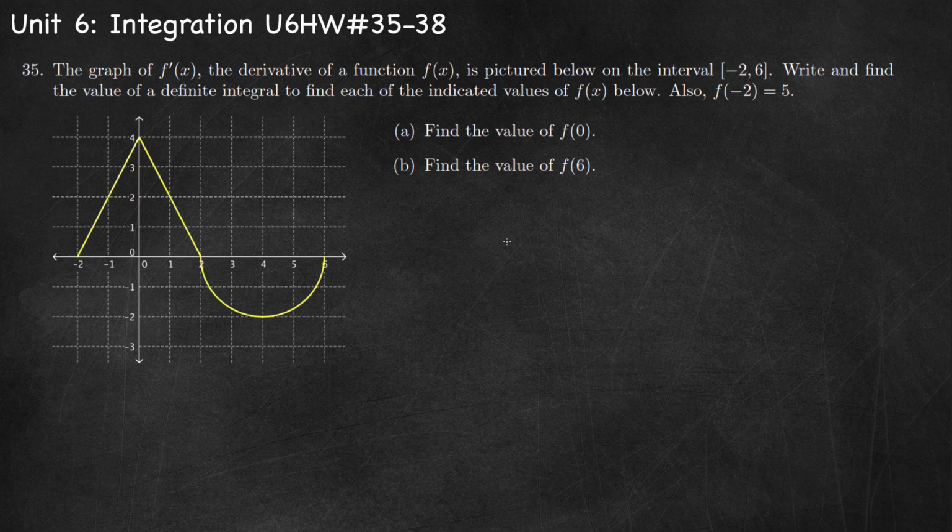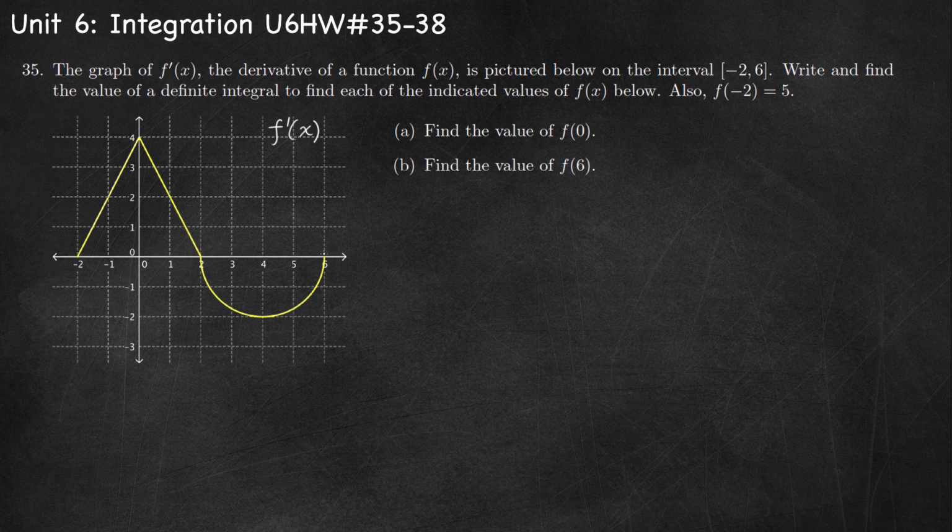Hello, in this video we'll be working through Unit 6 homework problems 35 through 38. Number 35 gives us the graph of f prime of x. So this is the graph of f prime of x, the derivative of f of x. And we're given the graph on the interval from -2 to 6.